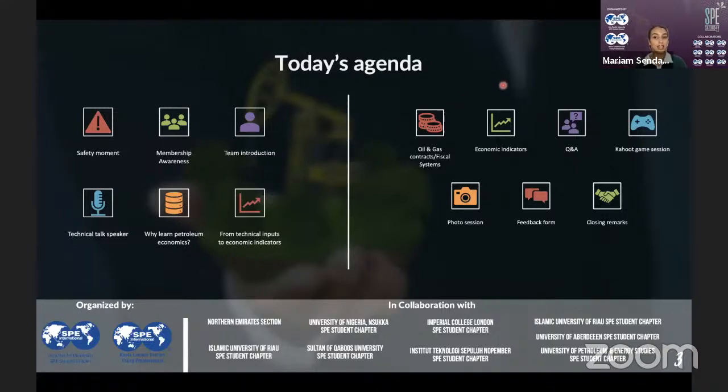After the question and answer session, we're moving to a fun Kahoot game session that will be presented by my teammate, Glory. After that, we're having a photo session. We also advise you for the photo session to use the virtual background that the technical team will also be dropping in the meeting chat box. And please turn on your video, put on a big smile, and to have a more interactive session. After our photo session, there will be a feedback form that we'll ask you to fill to receive your certificate of participation. And finally, a closing remarks by today's speaker.